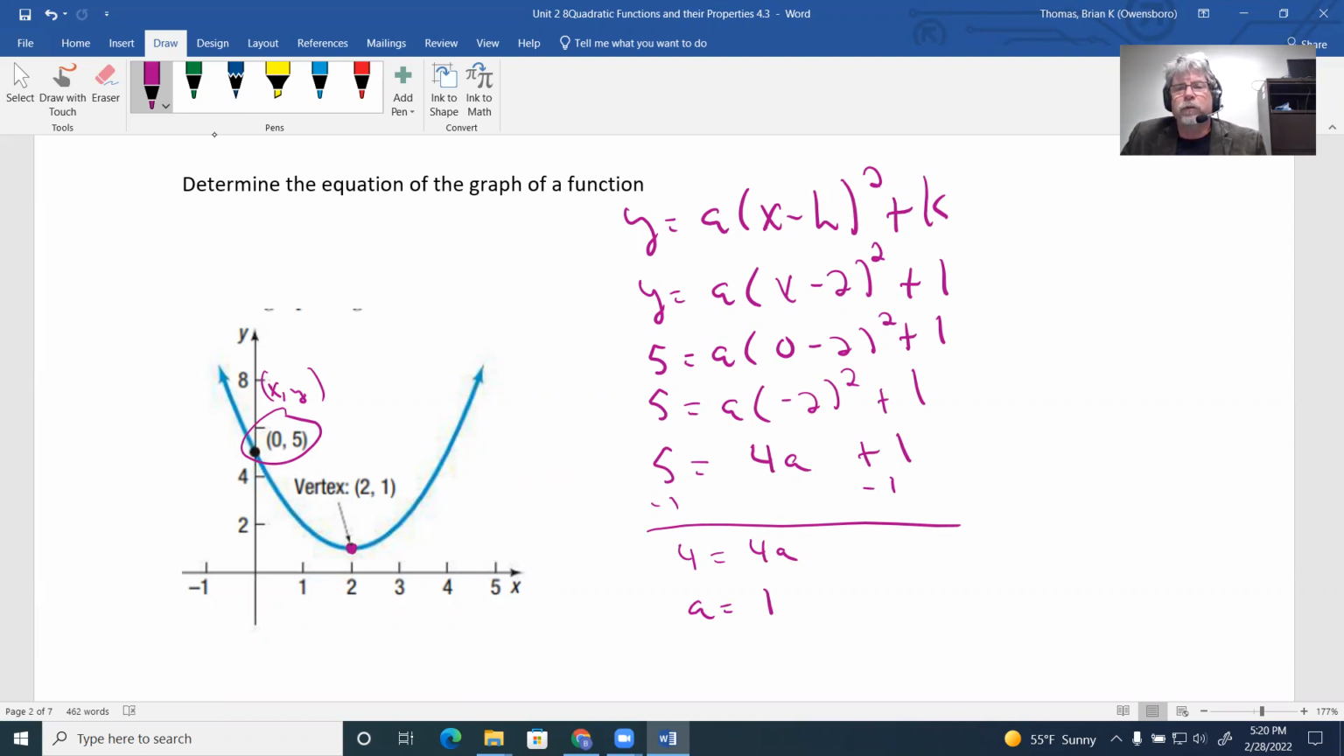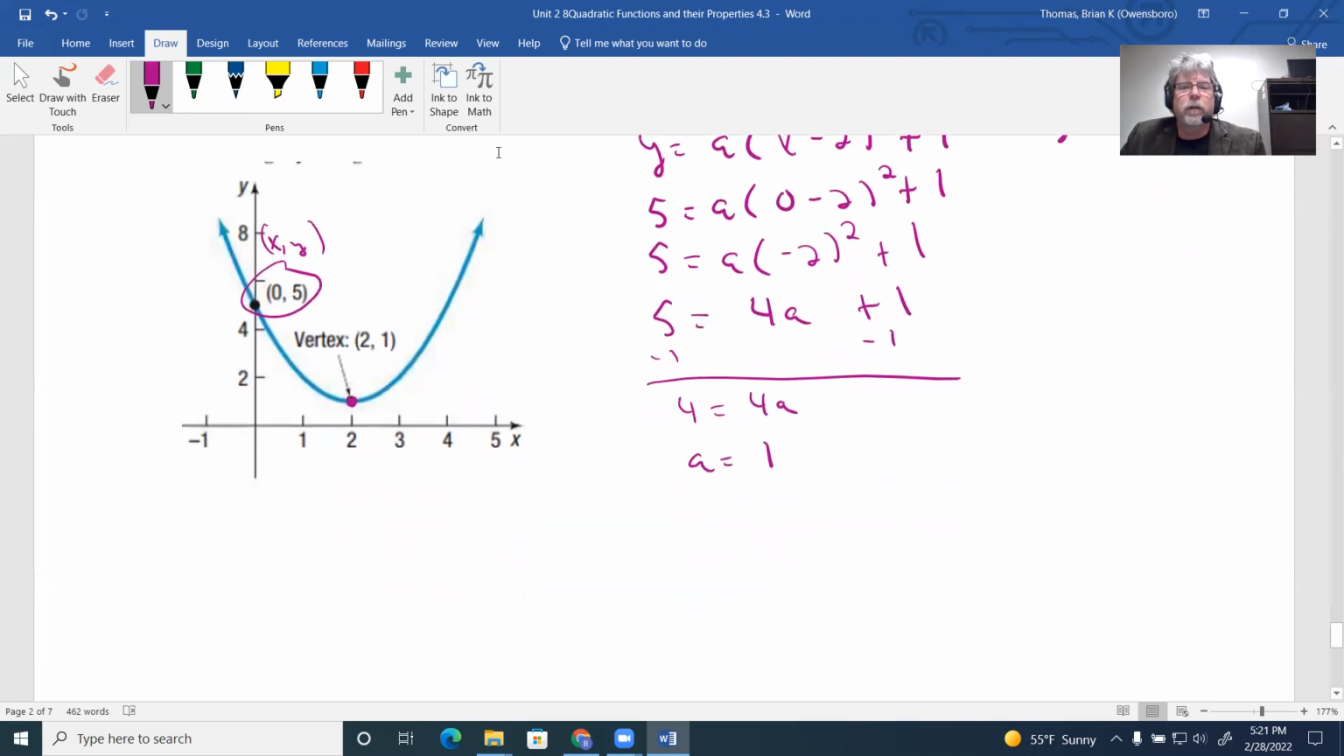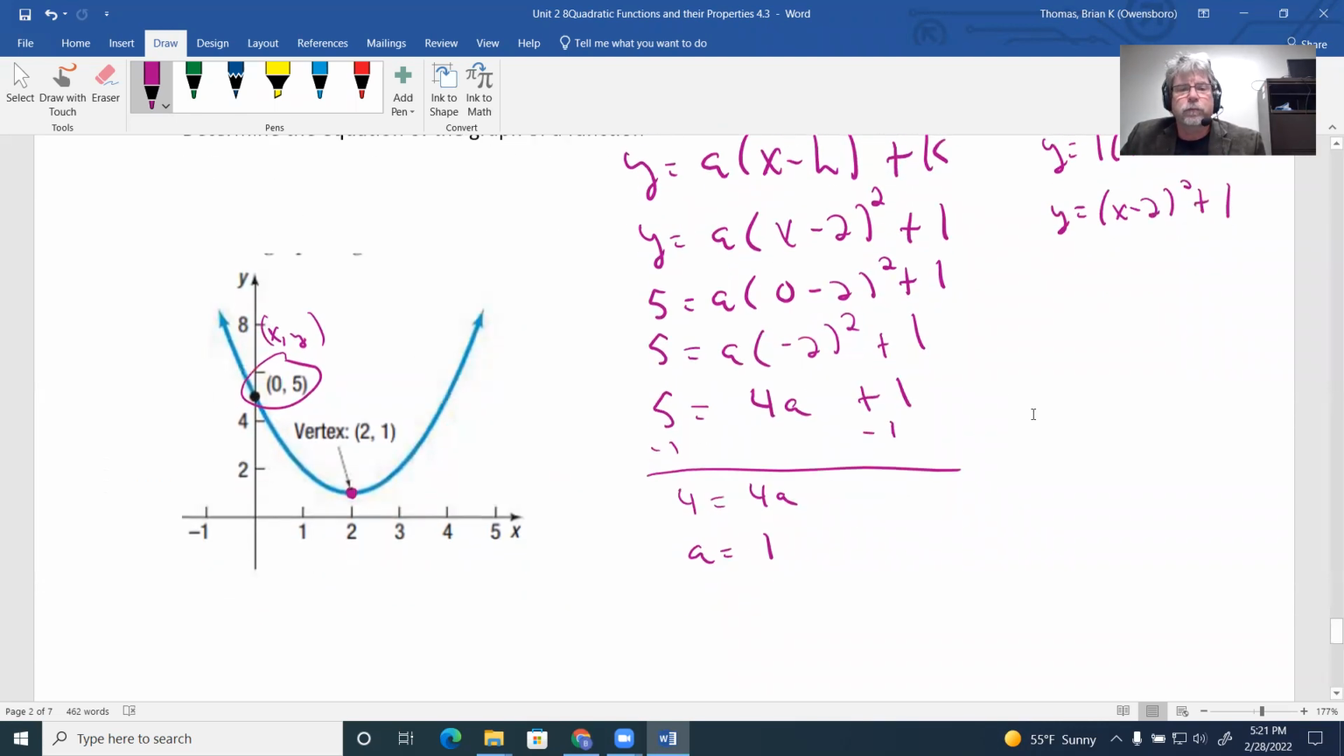So my equation becomes then y equals 1 times x minus 2 squared plus 1. But remember, if a is 1, we do not write it. So we drop the 1 and just say, hey, y equals x minus 2 squared plus 1. That would be the equation for the quadratic function in vertex form.